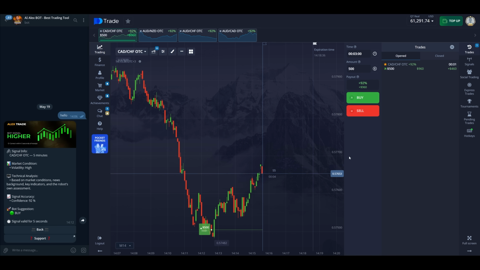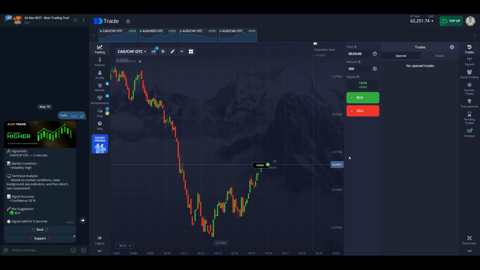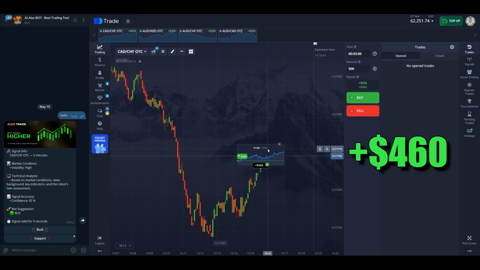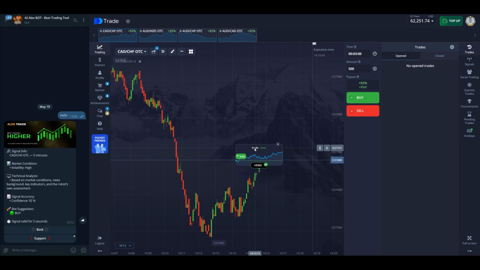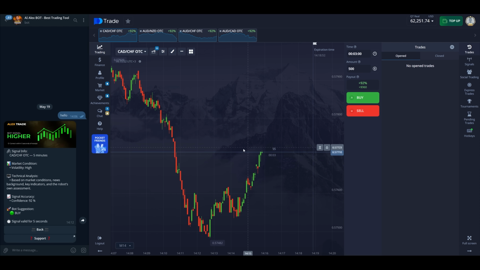The price reverses, confidently moves upward, and closes our position in profit. That's an additional $460 to the account. Second profit in a row. The bot has once again proven its effectiveness. Even when going against the trend, such signals are truly worth paying attention to.